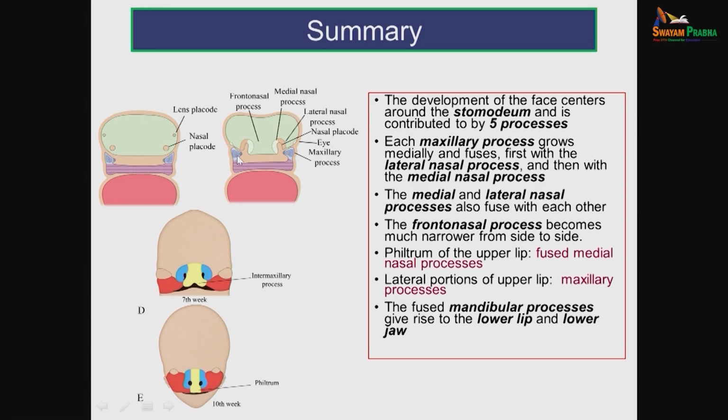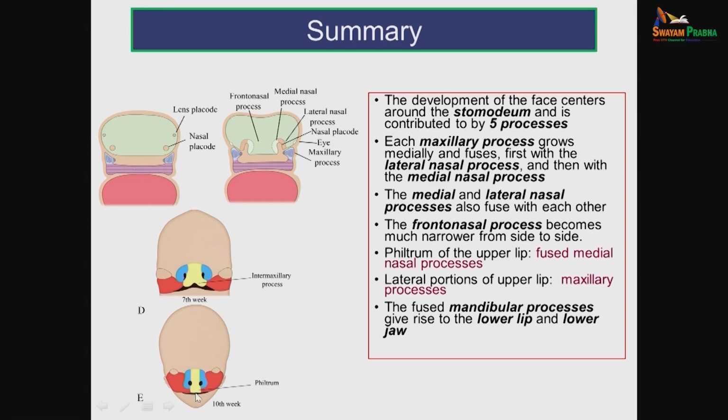The maxillary process on both sides grows medially. It fuses first with the lateral nasal process and then it fuses with the medial nasal process. Then there is fusion of the medial nasal process and lateral nasal process. Because of the growth of the maxillary process medially, the frontonasal process becomes much narrower from side to side.